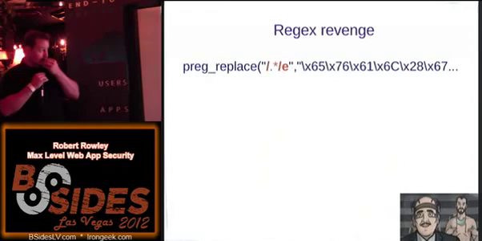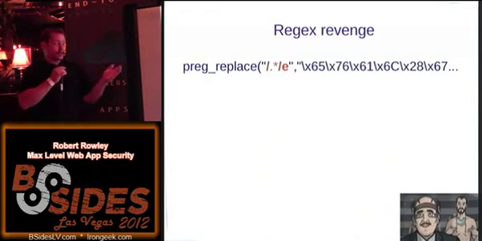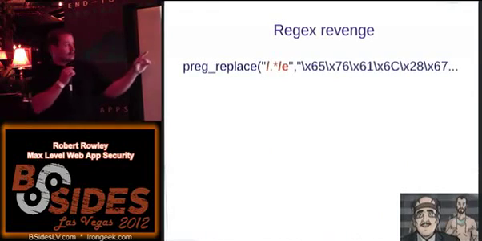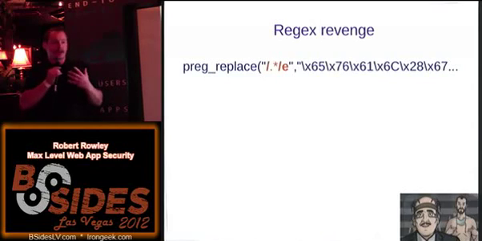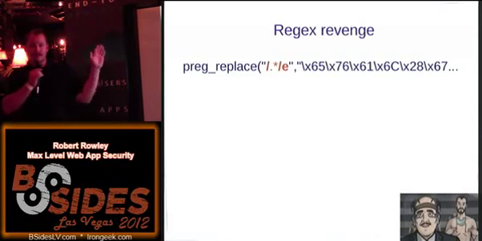This is what I call regex revenge. It uses Perl regular expressions. It basically does a search and replace. In this example, for some reason, PHP decided that when doing a search and replace, you might want to just execute the string that you're searching and replacing as code. For some reason, they gave preg_replace the -e flag, which says evaluate or execute whatever the code matched is.